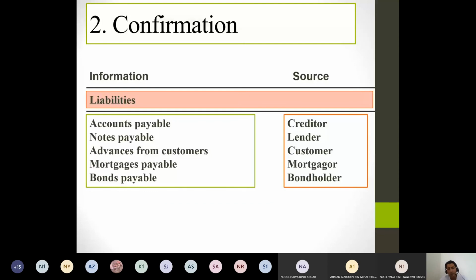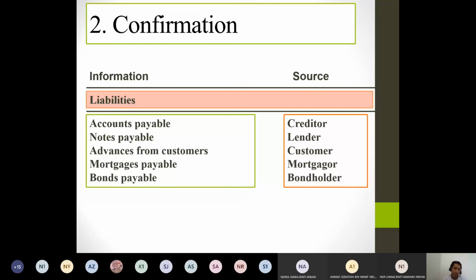Okay, the same thing applies to the liabilities. We have accounts payable, notes payable, advances from customers, mortgages payable, and bonds payable. So we need to check with the sources. We need to get confirmation from sources: creditors, lenders, customers, mortgagor, and bondholders. So we need to confirm from those parties.